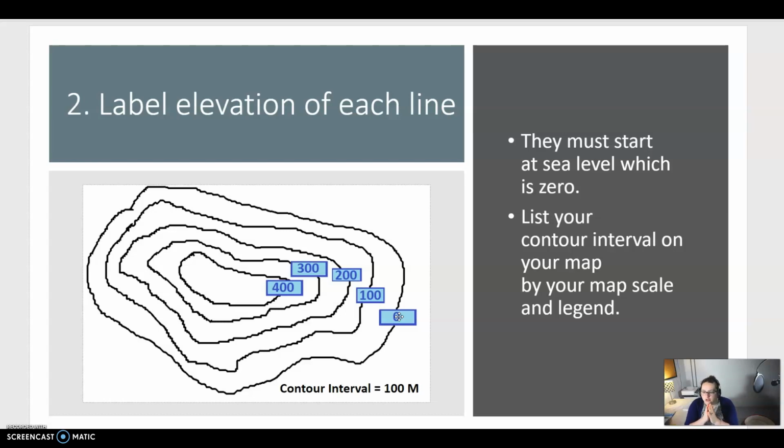So if you want to include your map scale, your contour interval, your legend, and your compass rose on a separate sheet of paper that you put next to your map, that's totally fine too. Because I do want you to use as much of the printer paper as possible to draw your map. So you will be using a piece of printer paper to draw your map on.